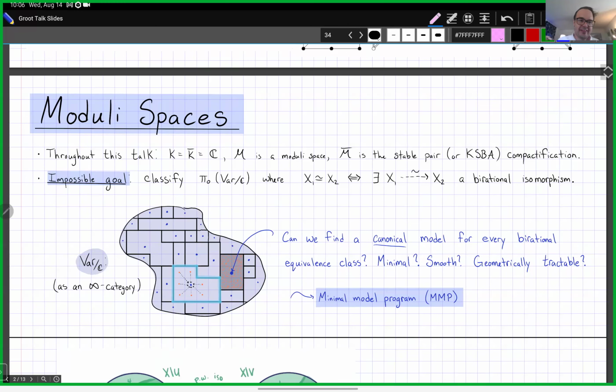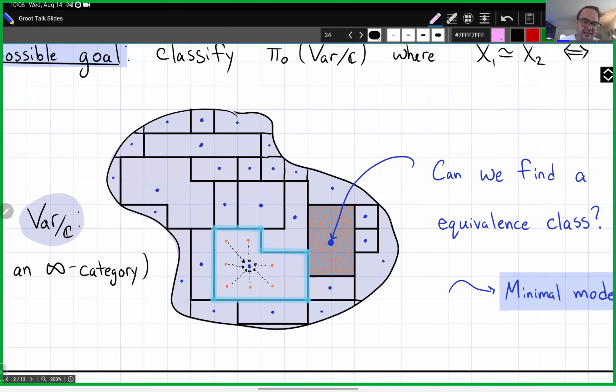So let me start with an impossible goal, something that, if it were solved, I would be very happy. I would like to think of the category of varieties over the complex numbers and give it some kind of topological structure. So I'd like maybe some homotopy theory on this category, such that I can talk about its connected components. And the notion of equivalence I'd like to use is called birational equivalence. My idea here is I'm imagining this blob to be my category of varieties.